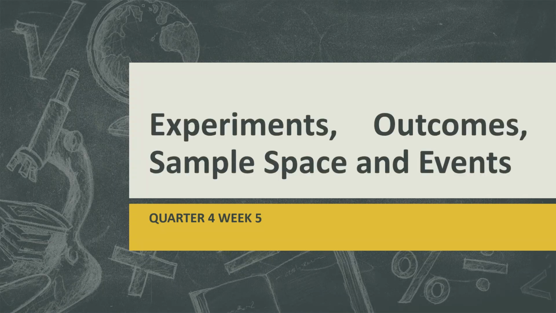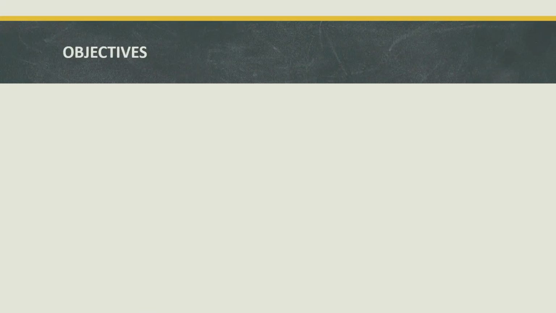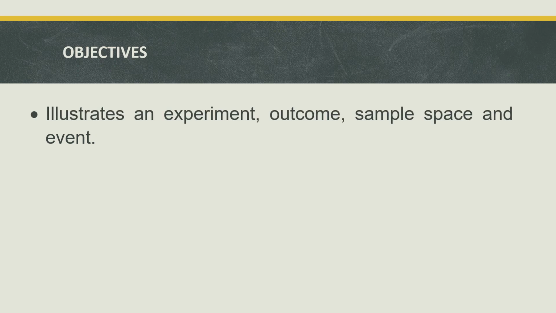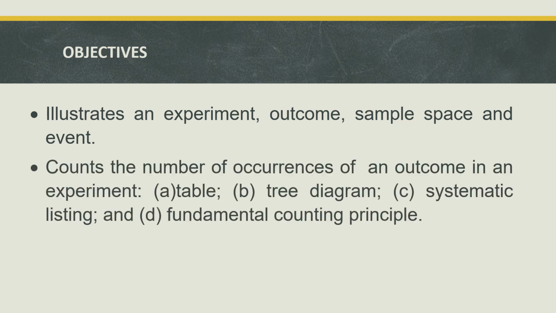For week 5, our session is all about experiments, outcomes, sample space, and events. The objectives of the session: number 1, illustrates an experiment, outcome, sample space, and event. Second, counts the number of occurrences of an outcome in an experiment through a table, tree diagram, systematic listing, and fundamental counting principle.